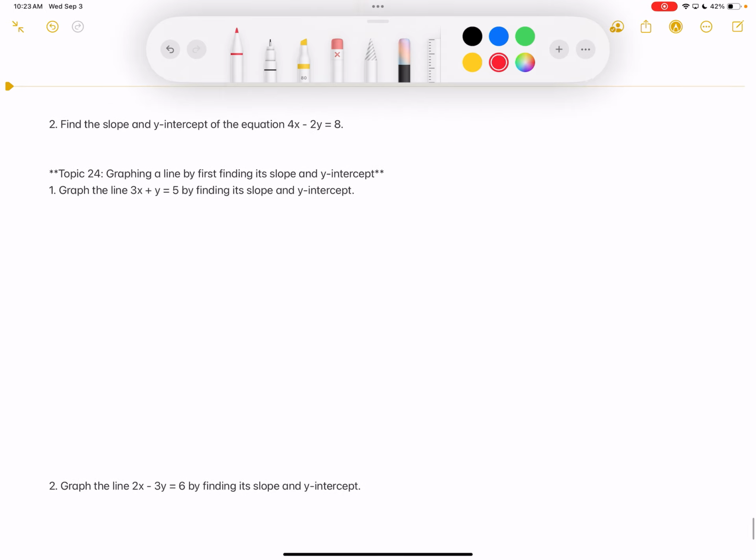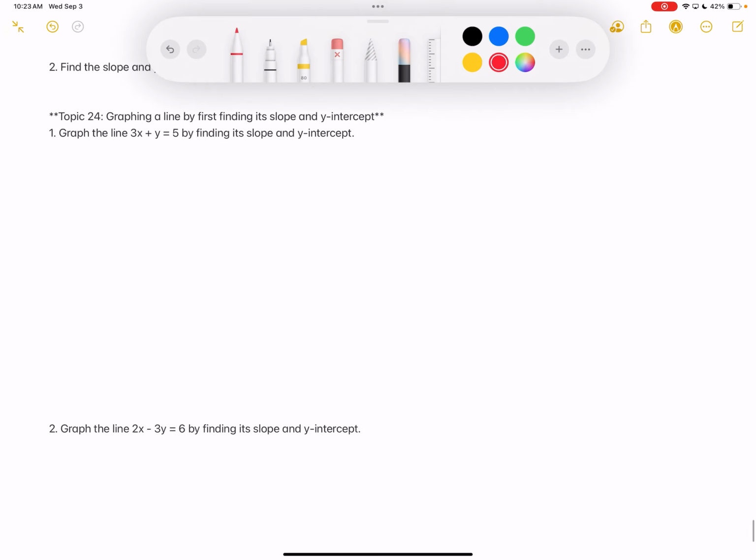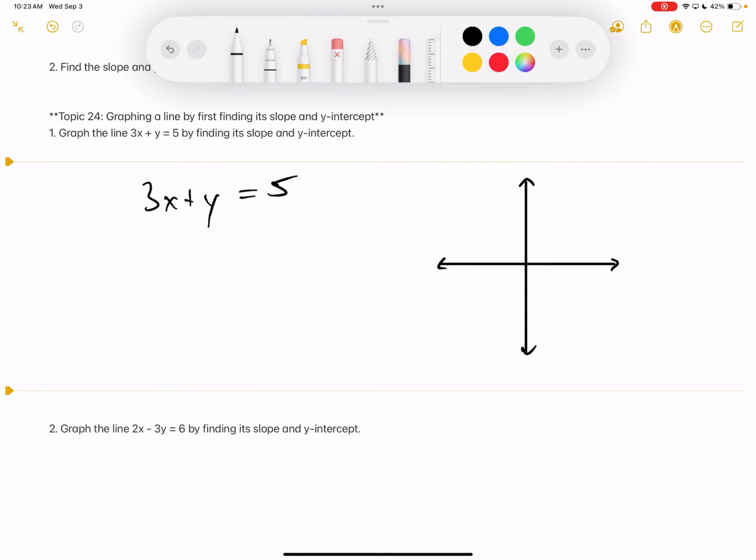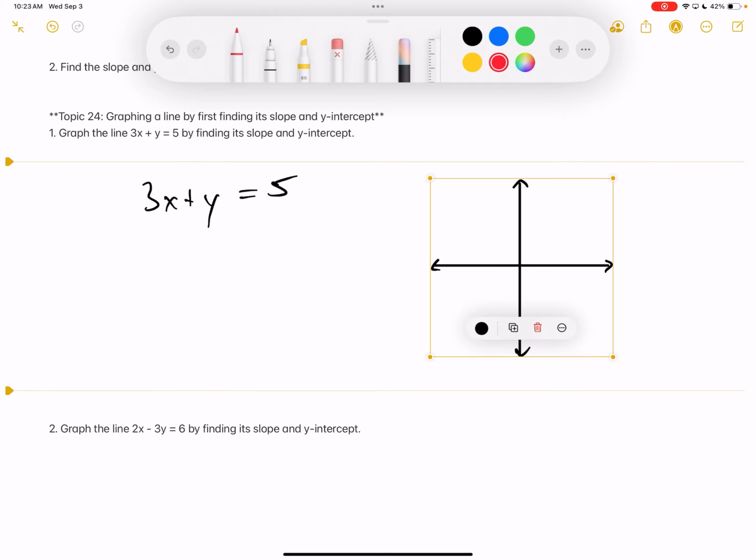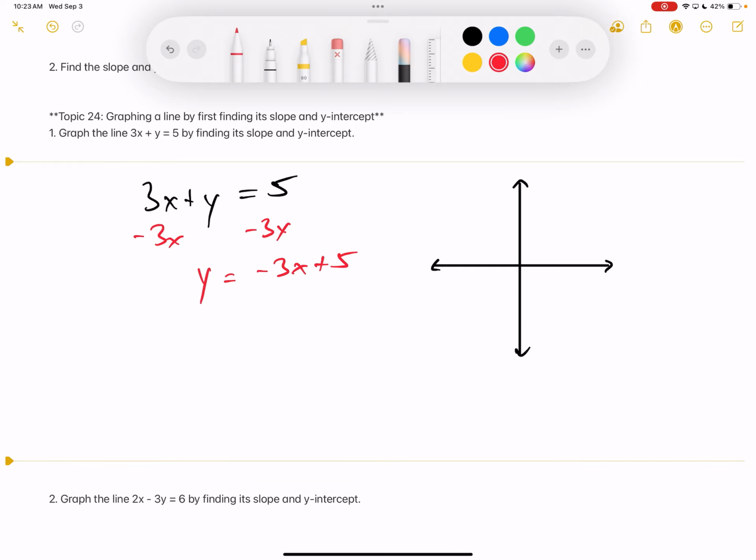And then last topic here, it says graph it by first finding the slope and the y-intercept. I feel like we've done this a couple times, but we'll do it one more. So get y by itself first. Negative 3x plus 5. So here my slope is negative 3, which would be what? Down 3 to the right 1. And my y-intercept is at 5.